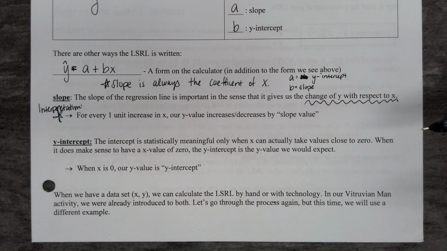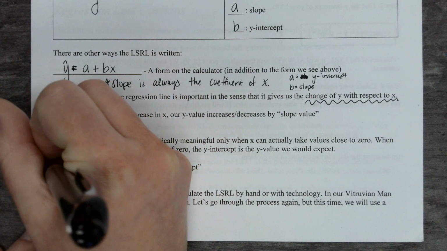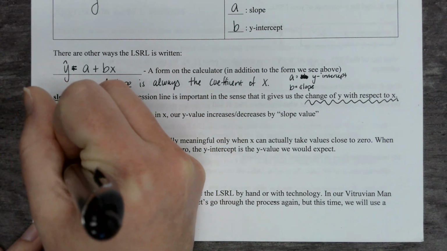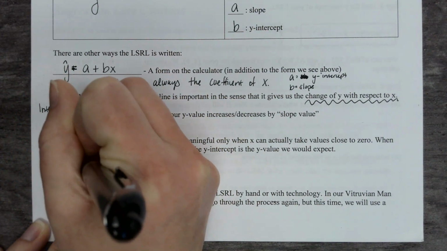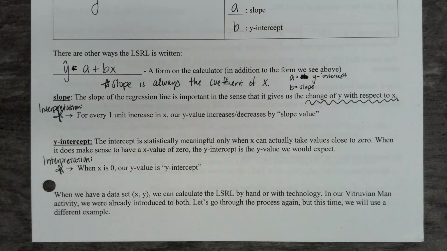So if we have an x value of 0, then our y value is going to be whatever our y-intercept is. And this is our interpretation of the y-intercept: when x, our explanatory variable, is 0, our y value, or response, is whatever our y-intercept is.